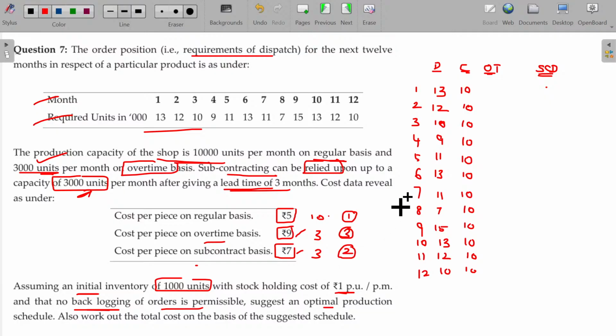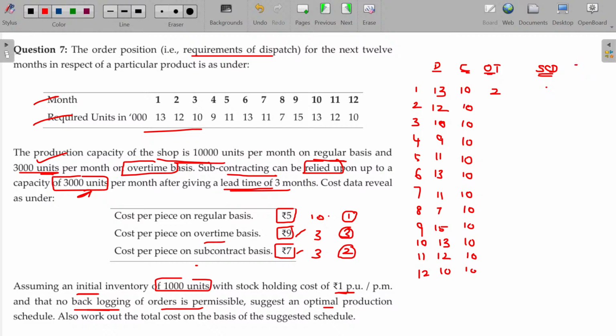I have to go for overtime only, though it is the costliest one, 9 rupees. Subcontract is only 7 rupees, but for overtime I have to spend 9 rupees. Yet I go for overtime because in case of subcontract, I have to intimate 3 months ahead. I predicted today, on day one, that the coming month's demand may be 13. Stock 1 is manageable. Another 12 is met with the production where I am capable of producing only 10. 2 is shortage. Cannot rely on subcontract. I can go for the overtime.